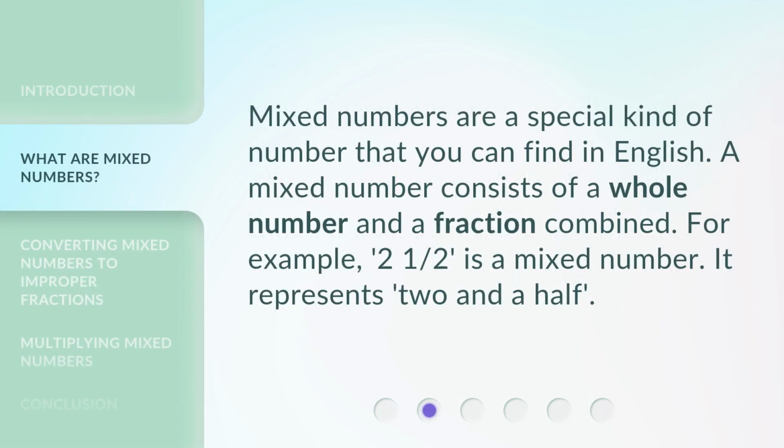Mixed numbers are a special kind of number that you can find in English. A mixed number consists of a whole number and a fraction combined. For example, 2½ is a mixed number. It represents 2 and a half.